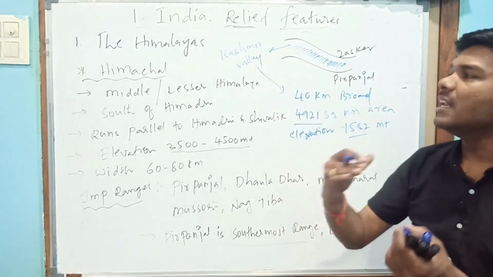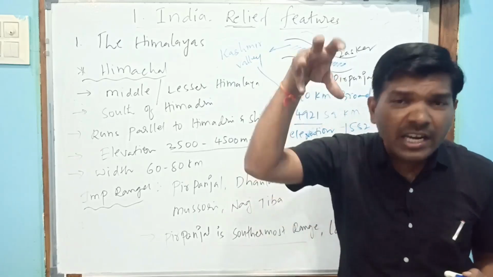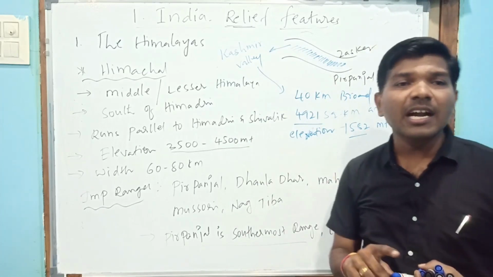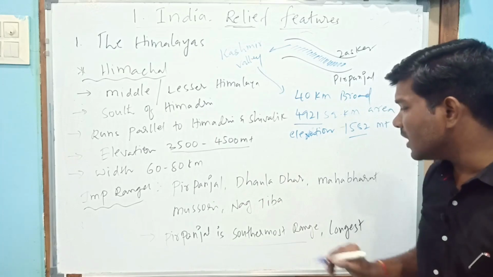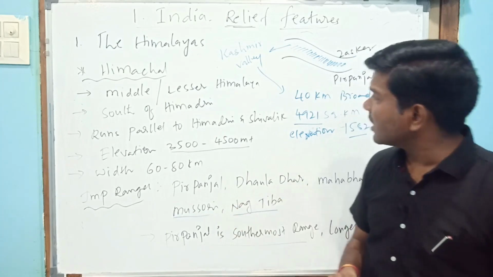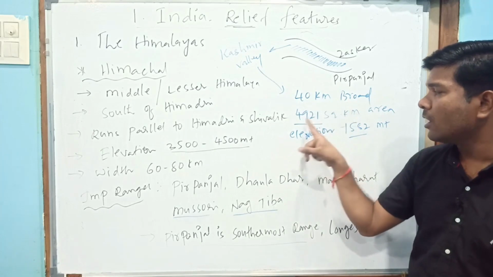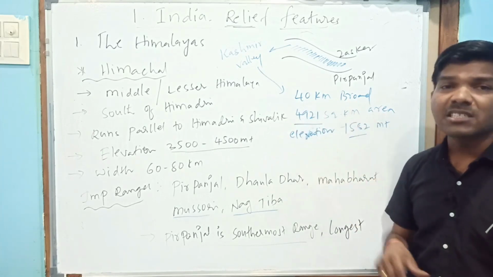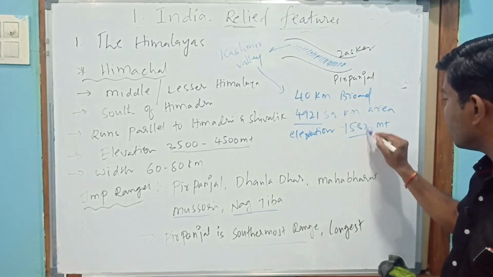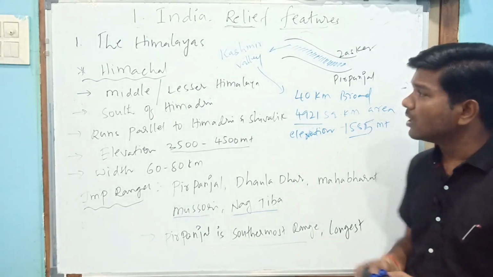So in the middle Himalaya, which is important? The very beautiful Kashmir Valley, located between the Jaskar and Pir Panjal ranges. Not only that, the Nagathiba and Mussoorie ranges are also important. Till now we discussed the Kashmir Valley: 40 kilometers broad, 4921 square kilometers area, 1585 meters elevation. Let's discuss Mussoorie.